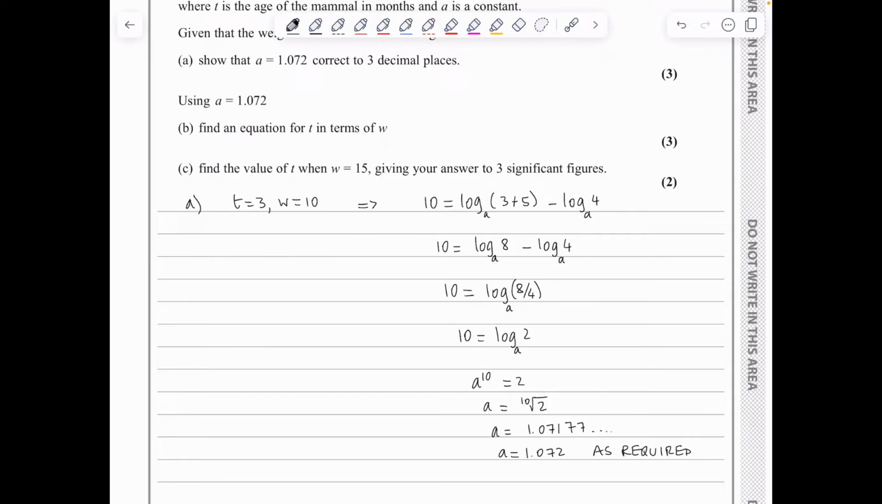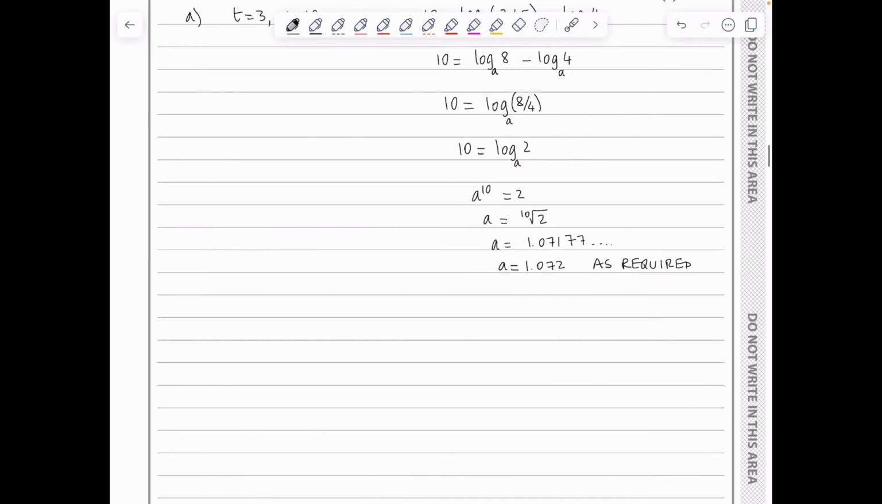W. So I will start by writing out that we've got that W is log of T plus 5 base A minus log of 4 base A. I will not substitute A with the 1.072, I will leave it for the end. So I can combine the two logs together to say W is log of T plus 5 over 4 base A. So that means that A to the W is T plus 5 over 4.